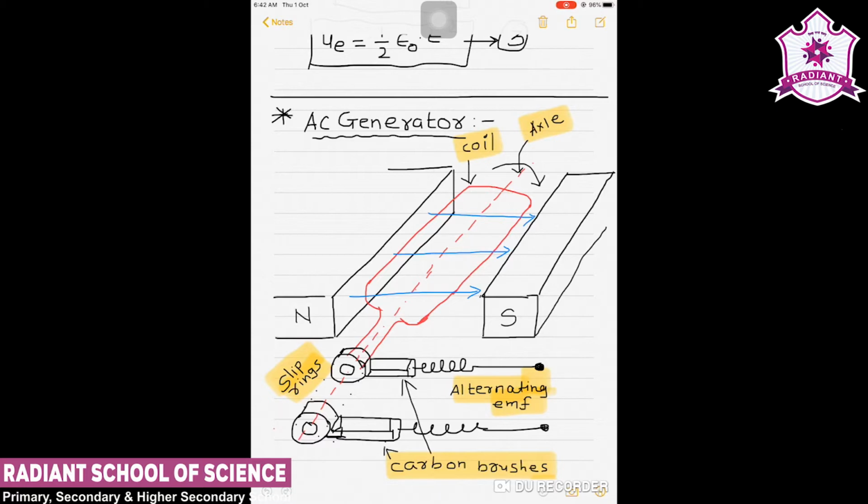Here we have two different ways. Either we can rotate the coil or we can rotate the magnetic field. So if we continuously move these fixed magnets, then also the flux linked with the coil and the magnetic system will change continuously. And if we rotate the loop, then also the same thing happens.